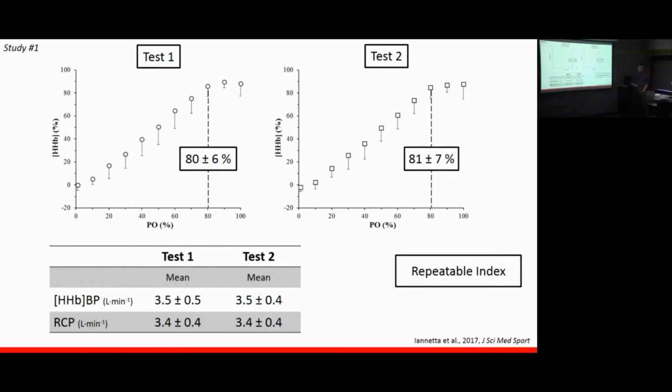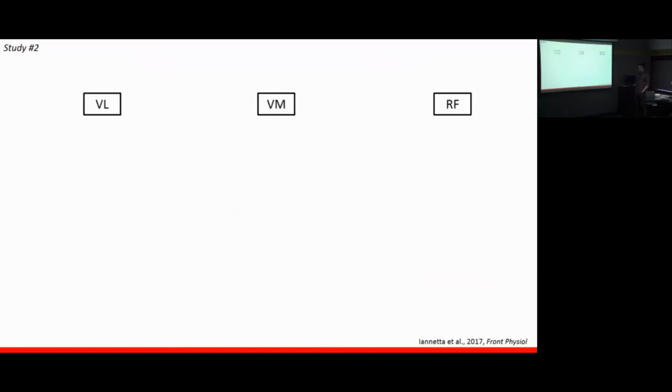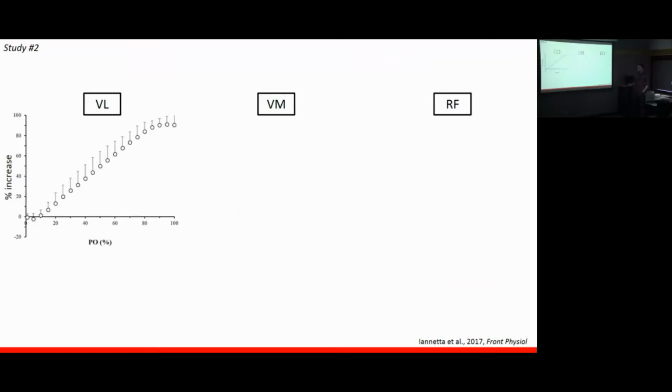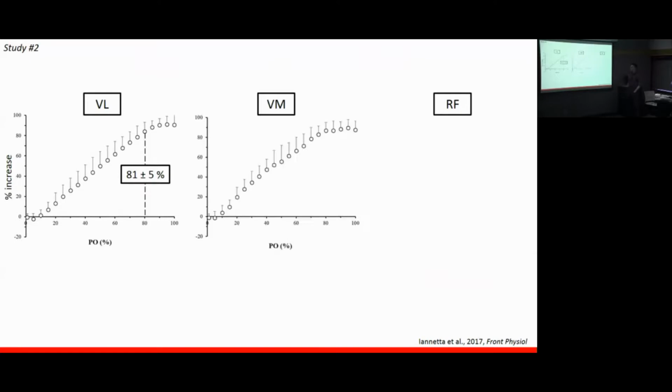But then, as I said before, I was also interested to see how this behavior was going to change between different muscles. If, for example, vastus medialis was showing the same, and as well as the rectus femoris. So we asked participants to come back and to perform again another ramp incremental test. And we saw that, again, linear increase, plateau. We saw that the vastus medialis is pretty much the same, has the same behavior, the breakpoint occurring at 80% of the peak power output.